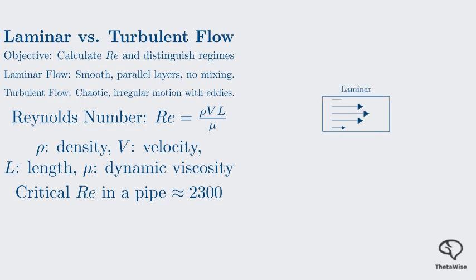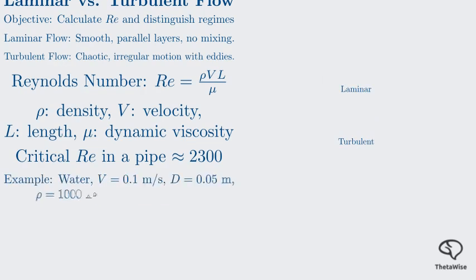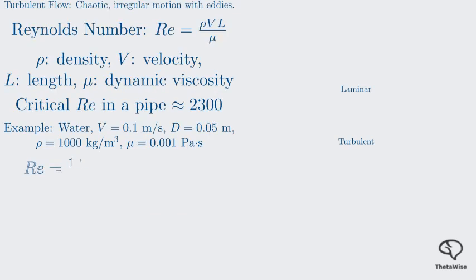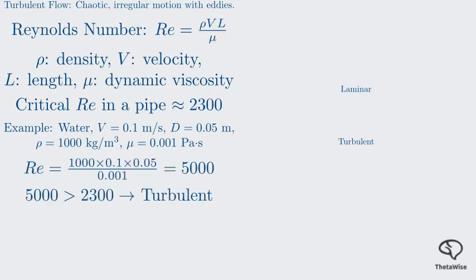In this visual, you can see how the velocity profile for turbulent flow is much flatter than the parabolic shape of laminar flow due to the intense mixing. Let's calculate the Reynolds number for water flowing at 0.1 meters per second in a 5-centimeter pipe. Since 5,000 is greater than 2,300, this flow is turbulent.